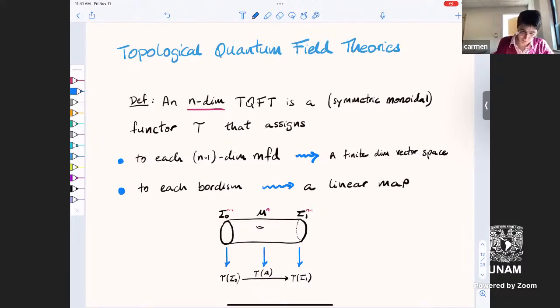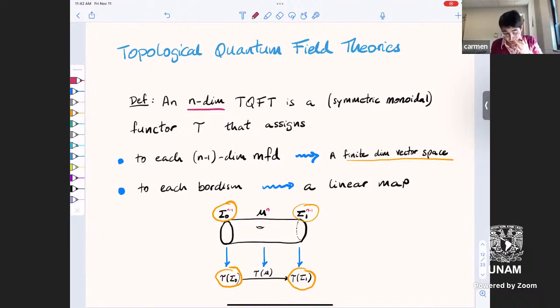Looking back into the picture, this is one of my n-1 dimensional manifolds. This right here would be some finite dimensional vector space. And same thing on the other side, another boundary, another n-1 dimensional manifold, so another finite dimensional vector space. So that's on the boundaries. What happens on the bordism level? The bordism is taken by the functor to be a linear map.